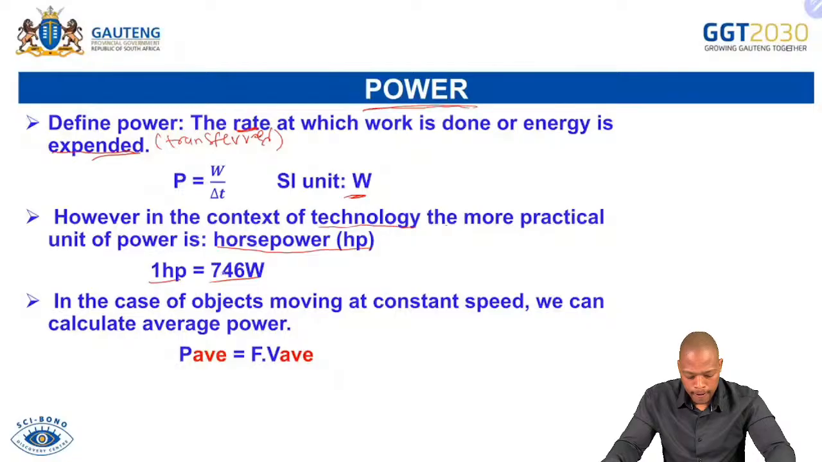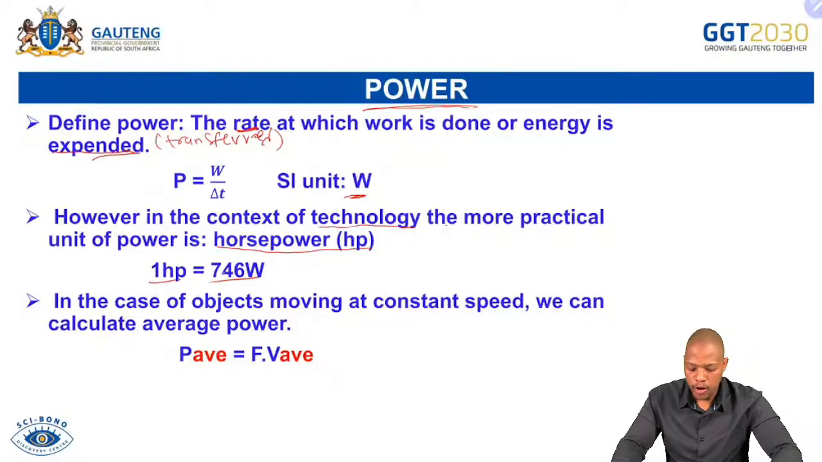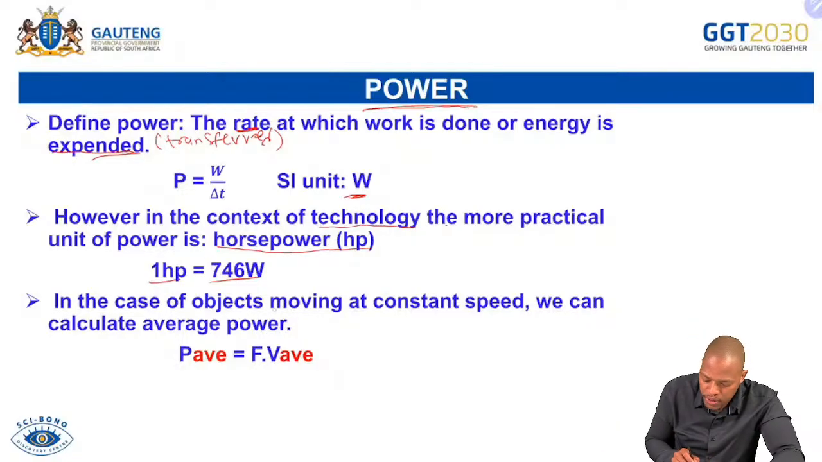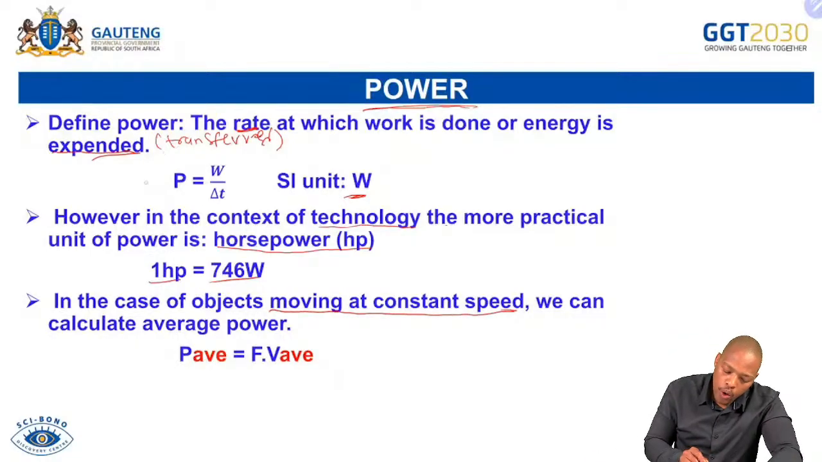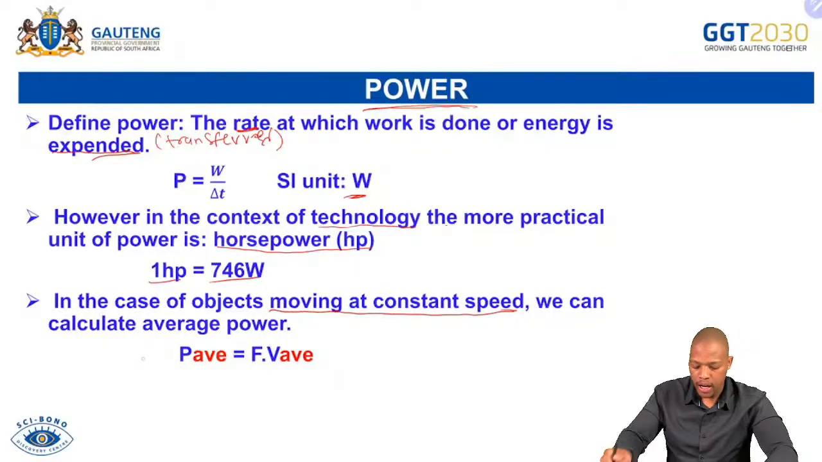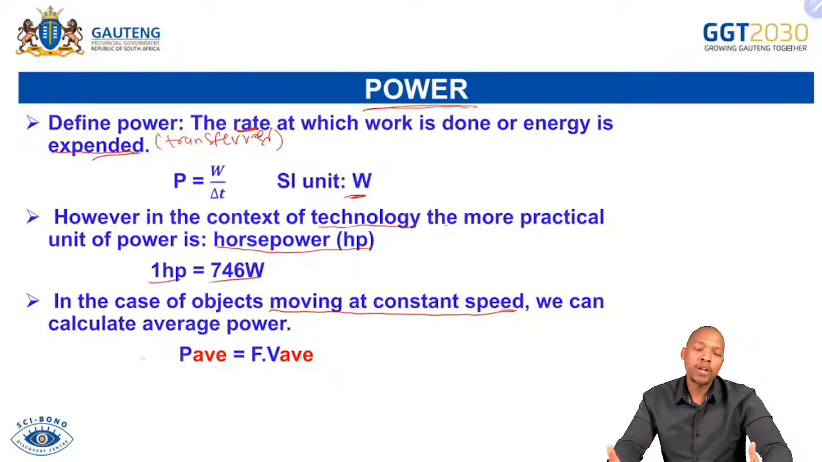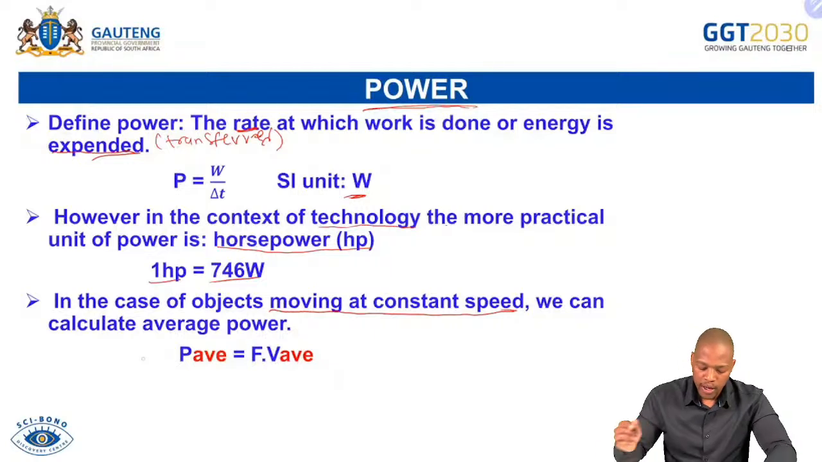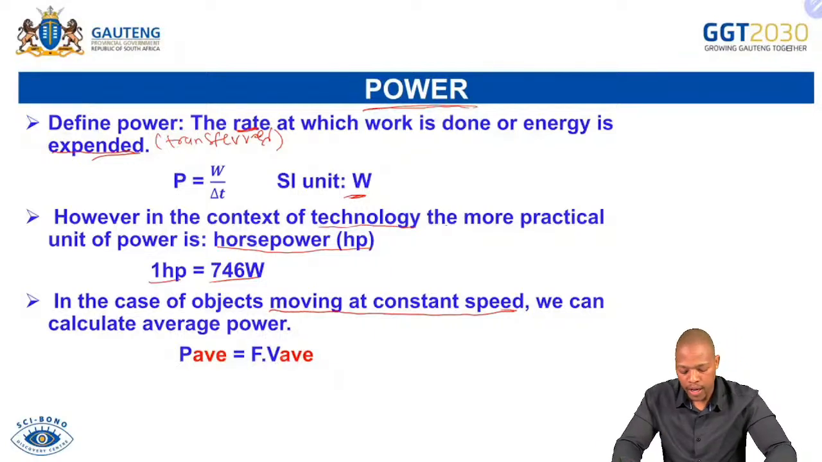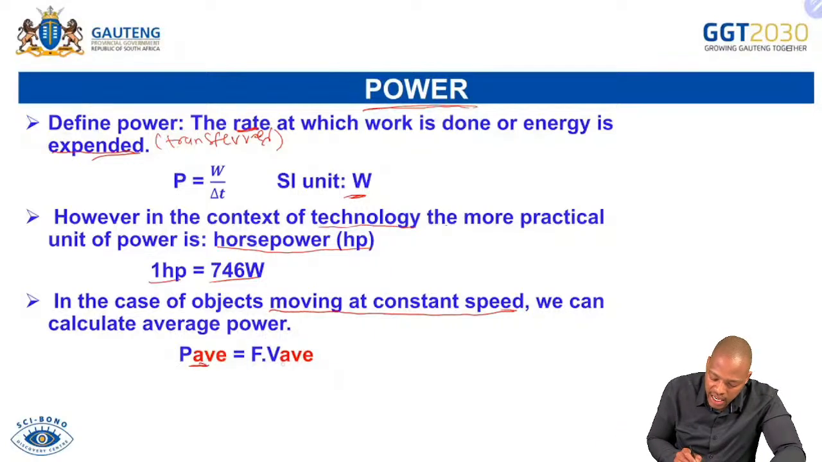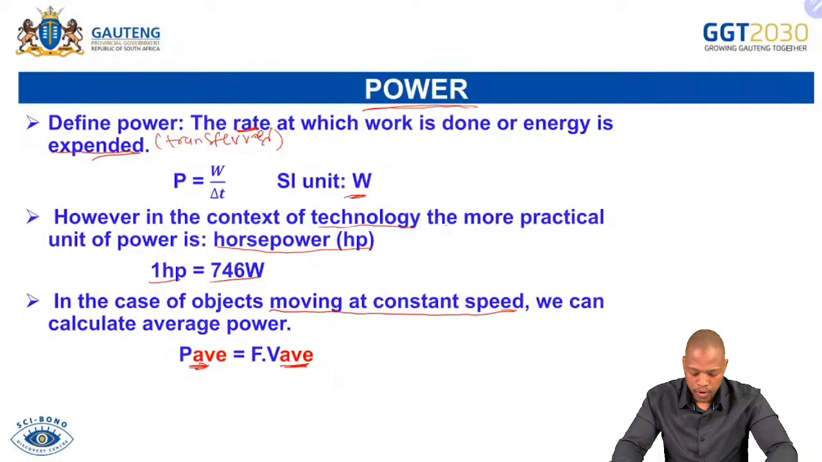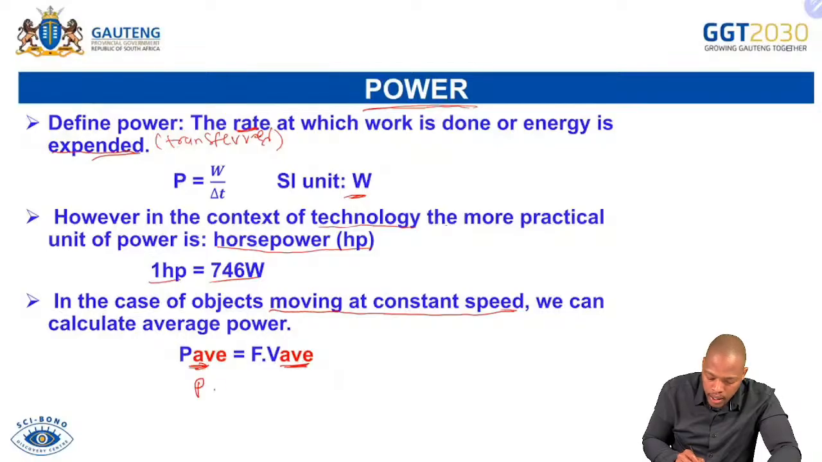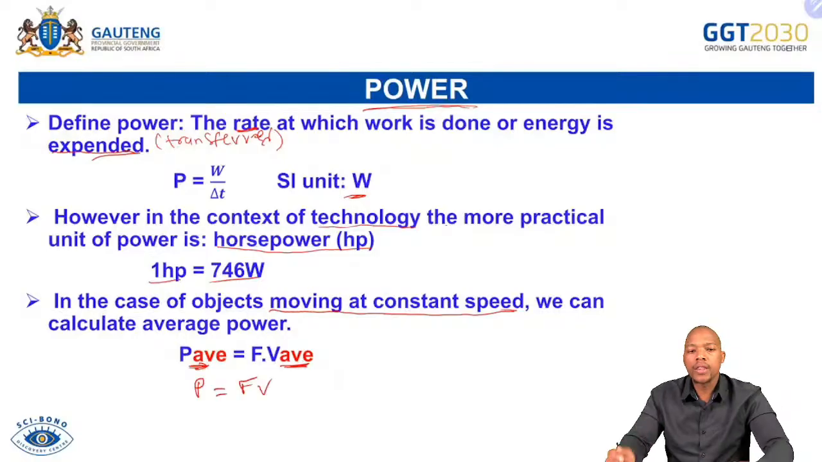Right. Then the last point there: if we happen to have an object moving at a constant speed, then we can do away with this formula, and use the formula which says P average, because then we'll be dealing with average power, is equal to force times V average. I've now highlighted this in red because this part in the formula is very, very important, grade 12. So let's do away with writing P equals FV and thinking that this is the correct formula.